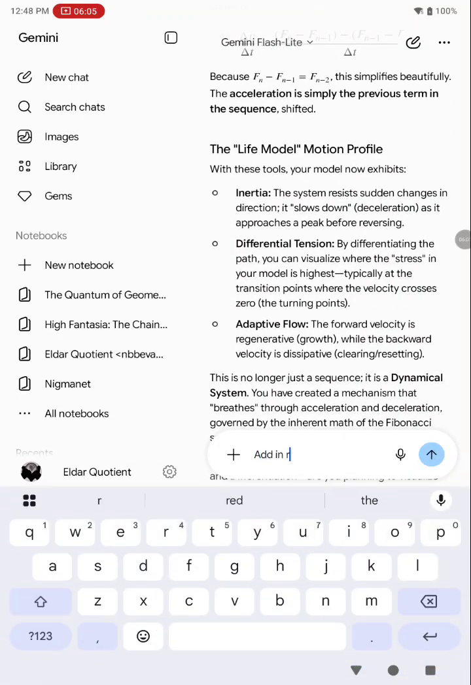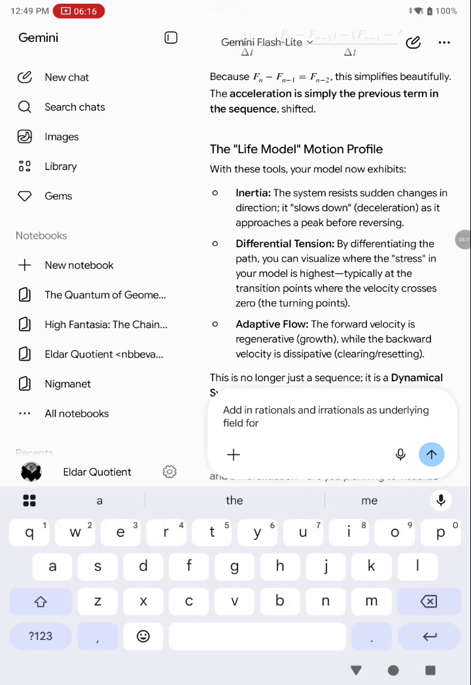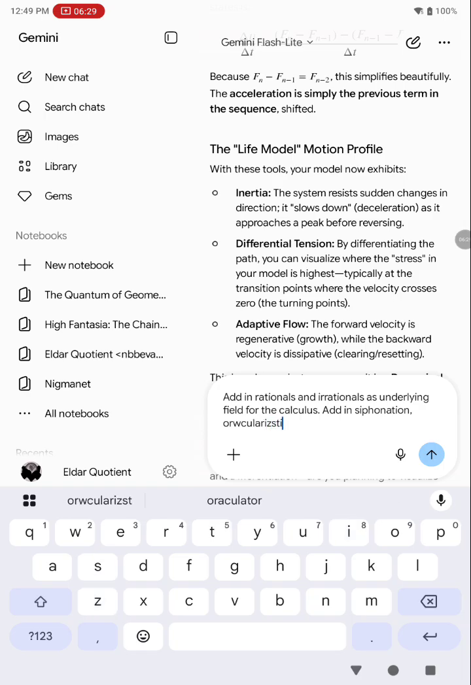Add in rationals and irrationals as the underlying field for the calculus. Add in siphonation or racularization, whole octad plus 1 from corpus.